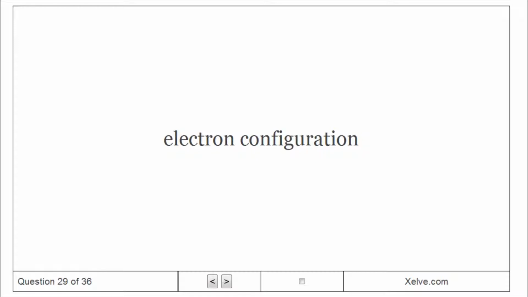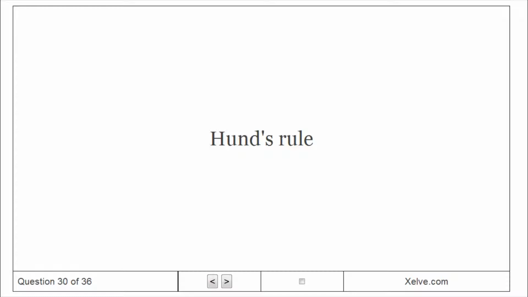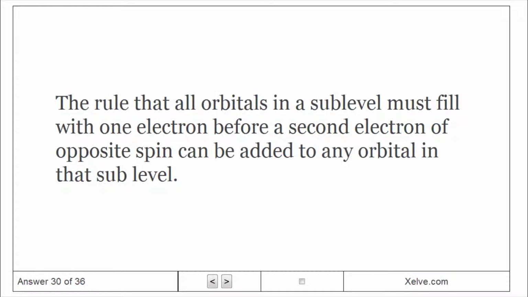Electron configuration. The arrangement of electrons in an atom. Hund's rule. The rule that all orbitals in a sublevel must fill with one electron before a second electron of opposite spin can be added to any orbital in that sublevel.